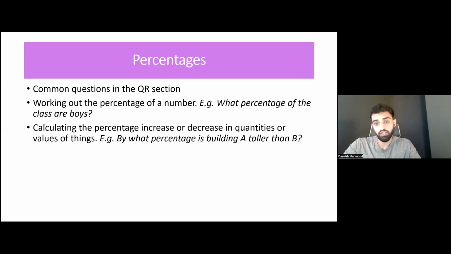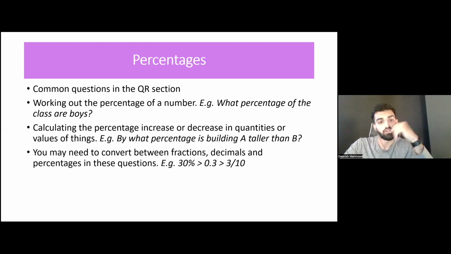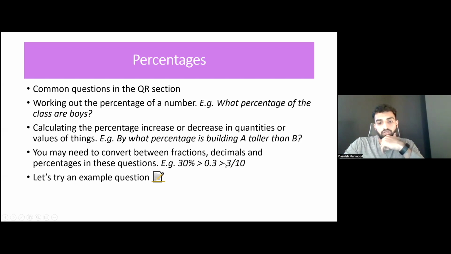Also percentage increases or decreases. Again, it might show you the price of something before and after a sale and ask you what the percentage increase or decrease is. And you also need to be comfortable converting between percentages, fractions, and decimals. So for example, 30% is 0.3 is 3 out of 10. Let's try an example question.